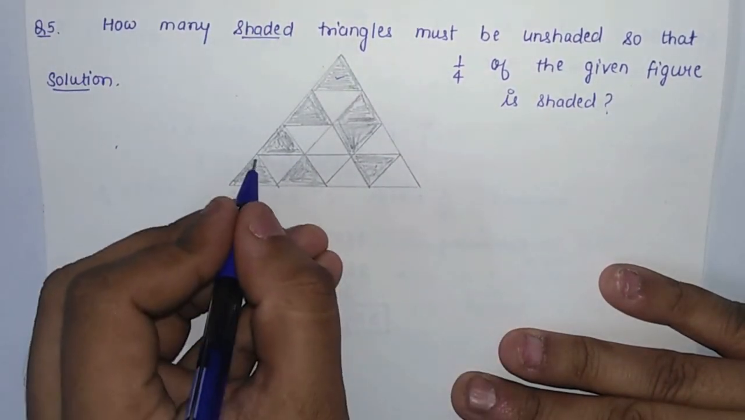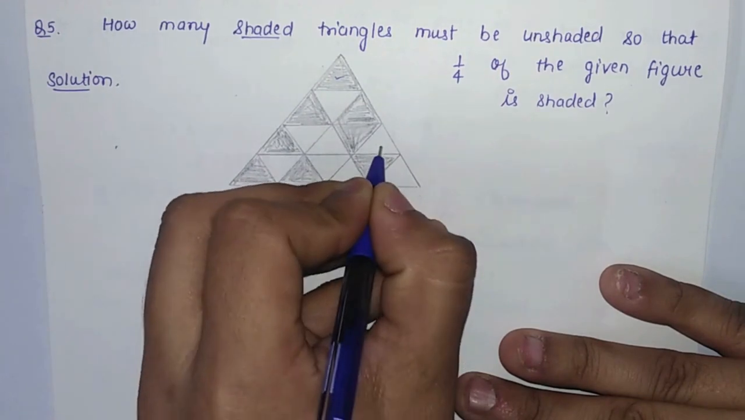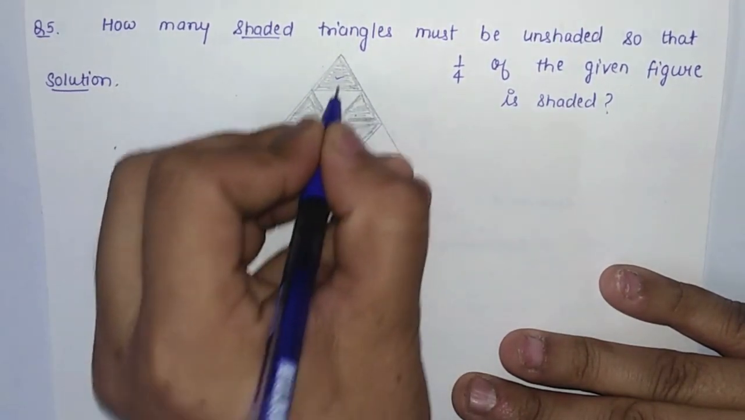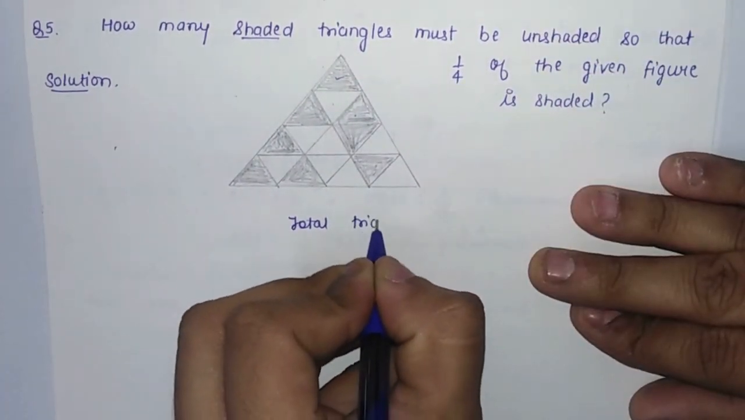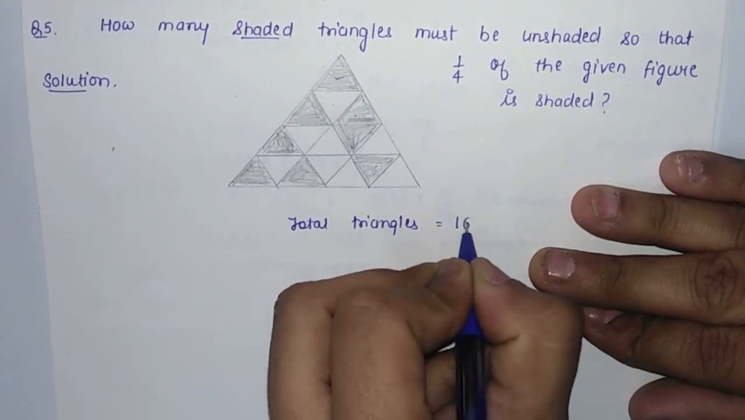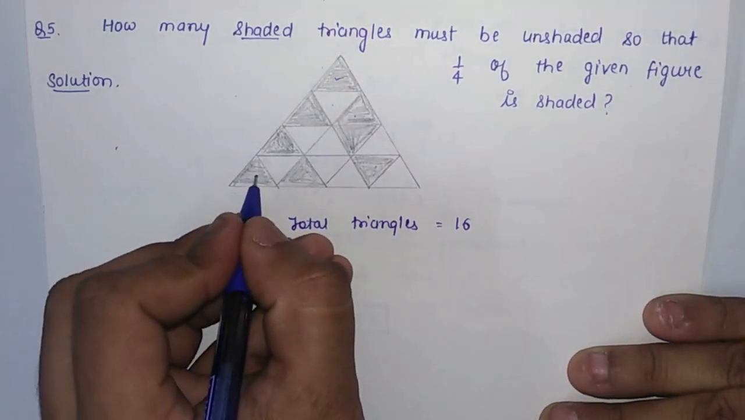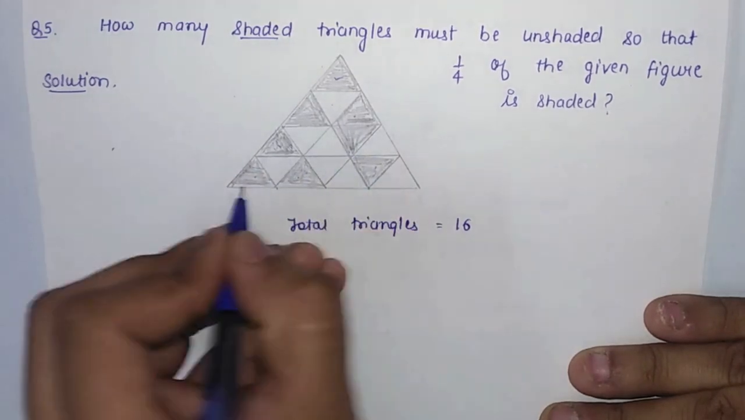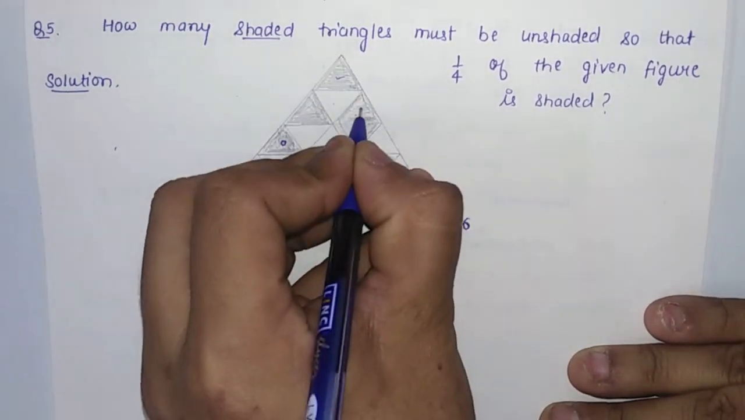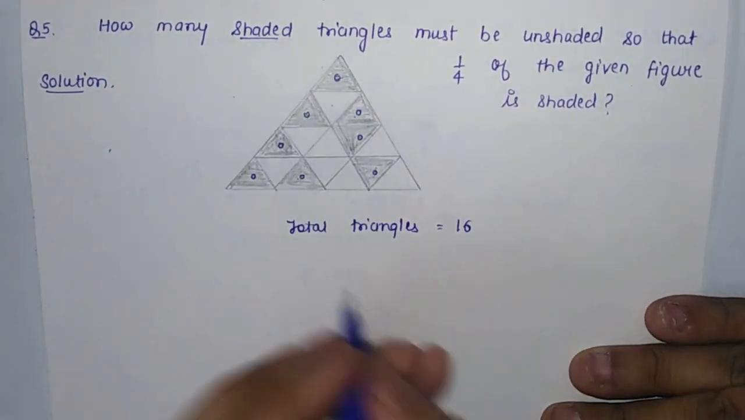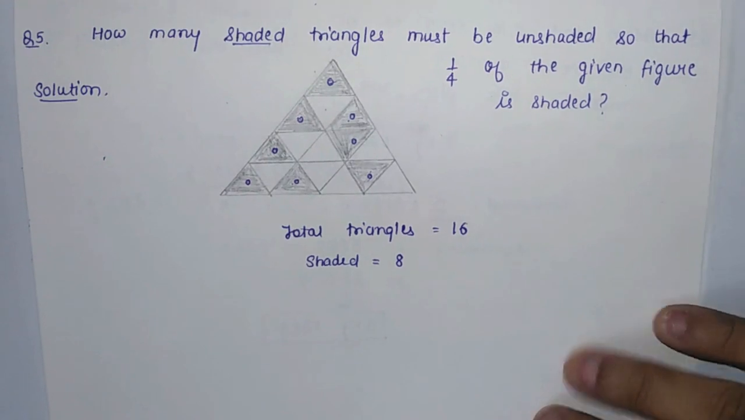Let's count the number of smaller triangles in the figure. This is 1, 2, 3, 4, 5, 6, 7, 8, 9, 10, 11, 12, 13, 14, 15, 16. So I will say there are 16 triangles in the figure. Out of which, how many are the shaded ones? Let's count: 1, 2, 3, 4, 5, 6, 7, and 8. So shaded triangles are 8 right now.